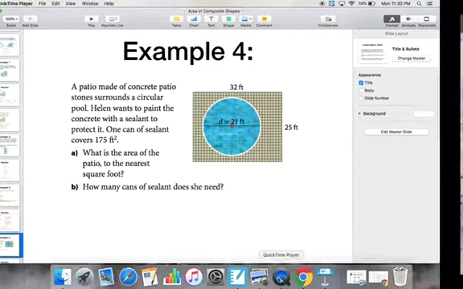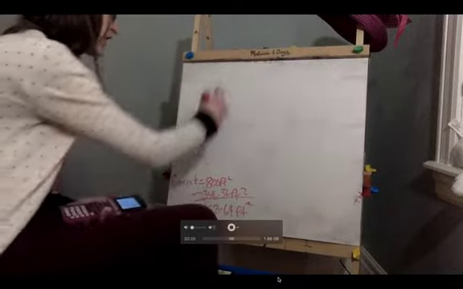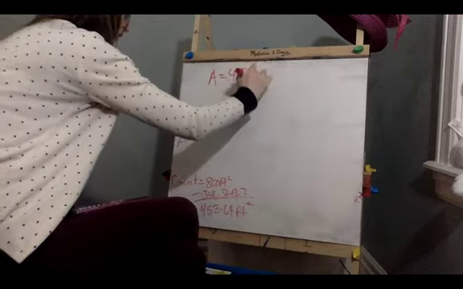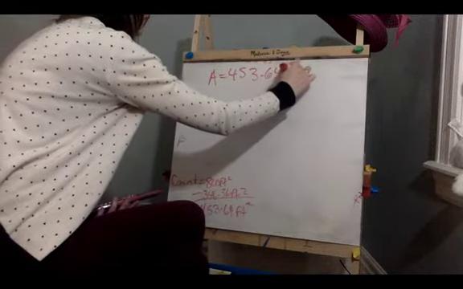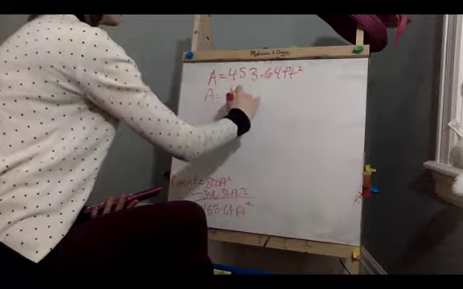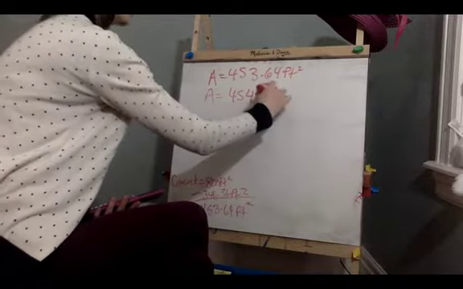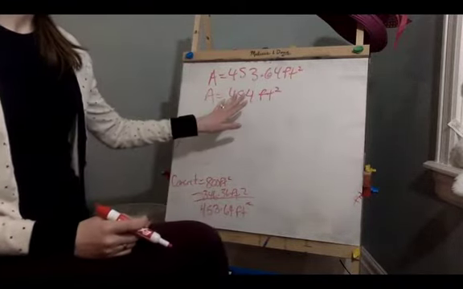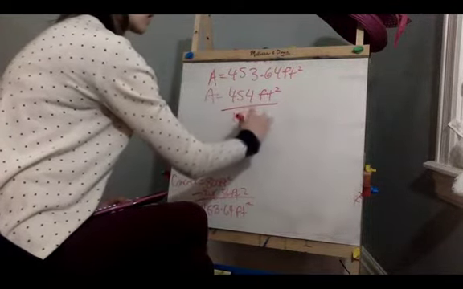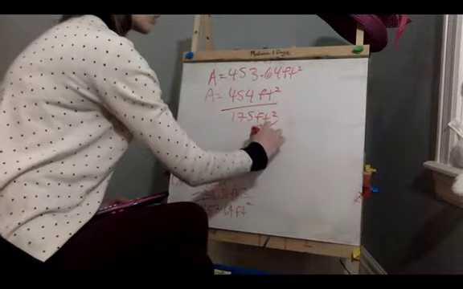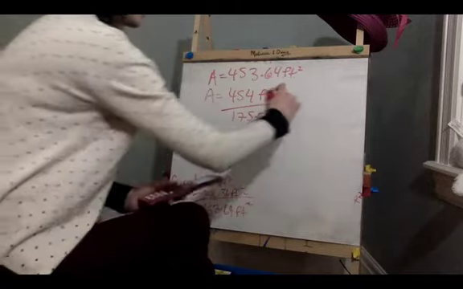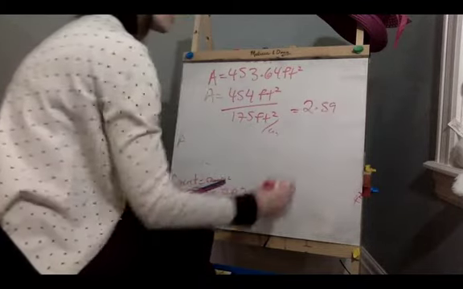Okay, so again, what we're using there is that area that we calculated. So the area was the 453.64 square feet. Now it did say to round that to the nearest square foot, so we would round that to 454 feet squared. And then we would take that value to figure out the number of cans. We divide it by how much one can covers, which is 175 square feet in each can. And when we do that division, we get a value of like 2.59.